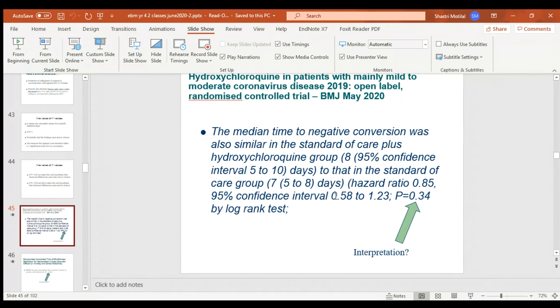That includes 1? Yes, it includes 1, so we know it is not significant. In other words, hydroxychloroquine was not superior, was not better, it was the same as people who got placebo in this study. And here we see a p-value, 0.34. Log-rank test, you don't have to be worried with what that is. You just need to interpret the p-value. P-value 0.34. You ask a simple question. Is that more than 0.05 or less than 0.05?